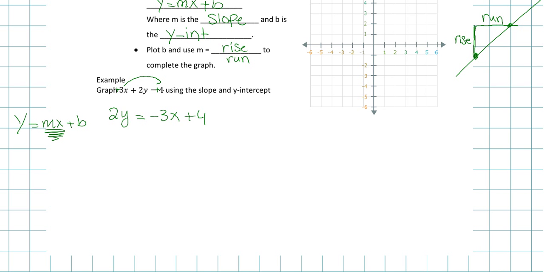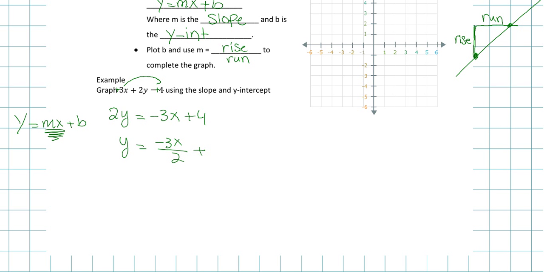Now, what operation do you have between the 2 and the y? Multiplication. What's the opposite of multiplication? Division. So when I bring that 2 over to the other side, it's going to become division, right? So to get rid of that 2, I'm going to bring it over to the other side, and that's basically going to divide each term by 2.